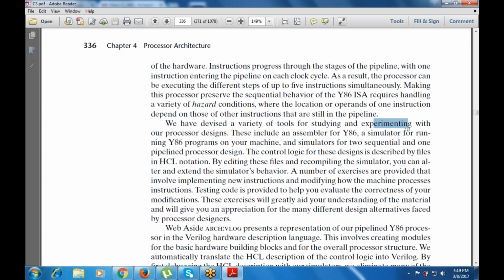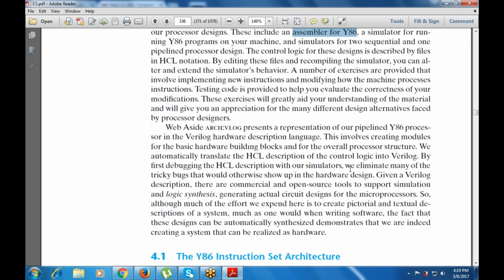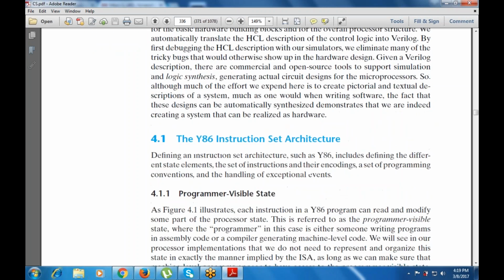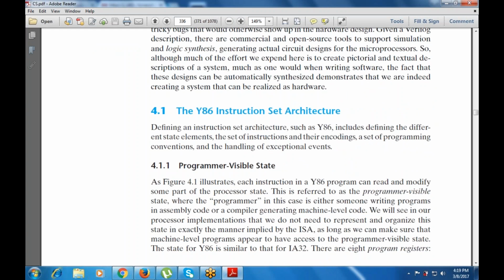For studying and experimenting with our processor designs, we include an assembler for Y86, simulators for running Y86 programs, simulators for the two sequential and the one pipelined processor designs, and a number of test cases. The Y86 instruction set architecture defines the different state elements, the set of instructions and their encoding, a set of programming conventions, and the handling of exceptional events.